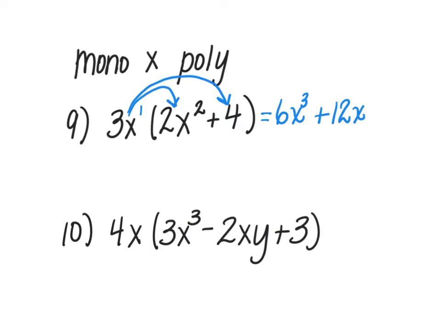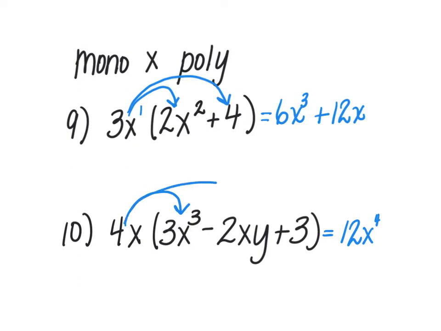On number 10, we have 4x times 3x cubed minus 2xy plus 3. So we'll distribute the 4x first to the 3x cubed. So 4x times 3x cubed means 4 times 3 is 12. And then we'll keep the base of x and add those powers. 1 plus 3 is 4.